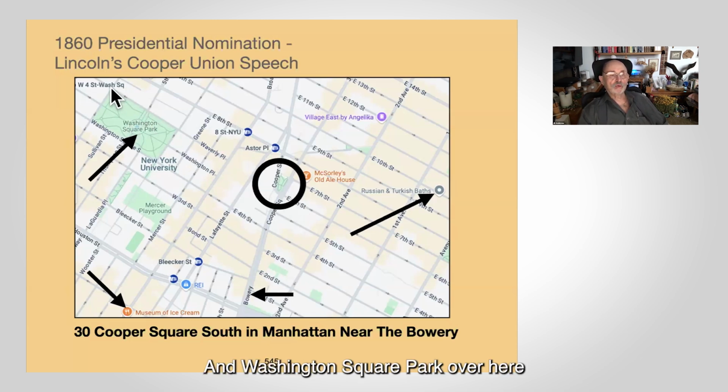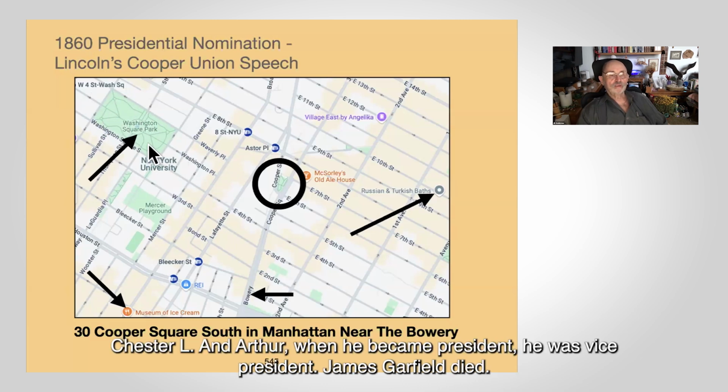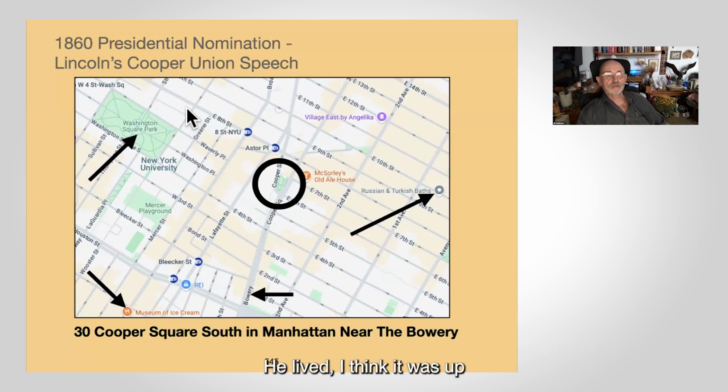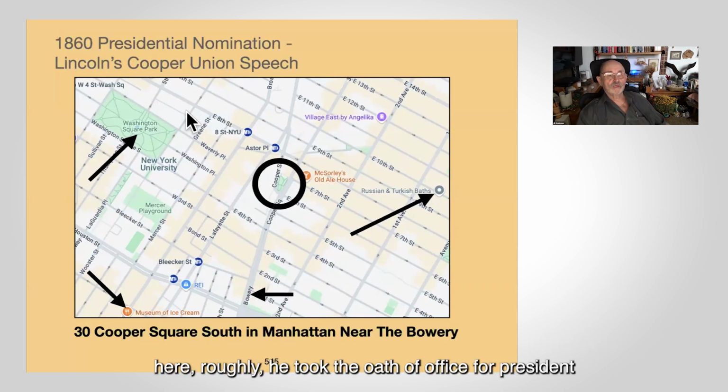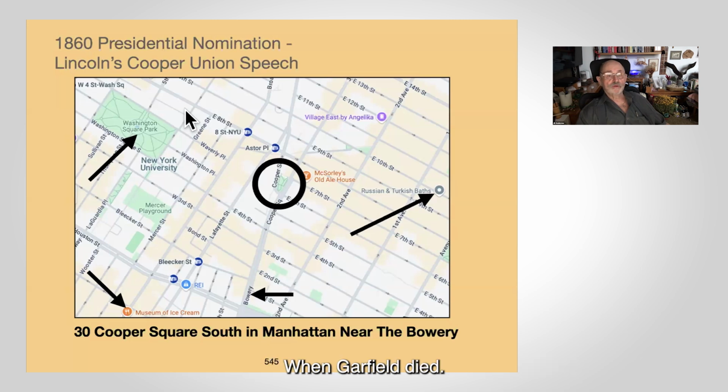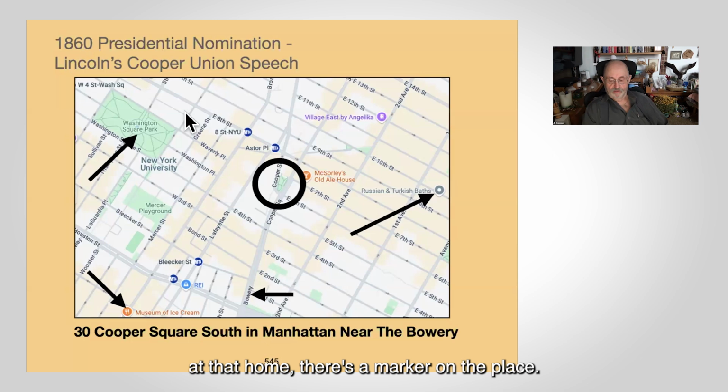And Washington Square Park over here, loaded with statues of famous people. Chester Alan Arthur, when he became president, he was vice president. James Garfield died. He lived, I think it was up here roughly. He took the oath of office for president when Garfield died at that home. There's a marker on the place.